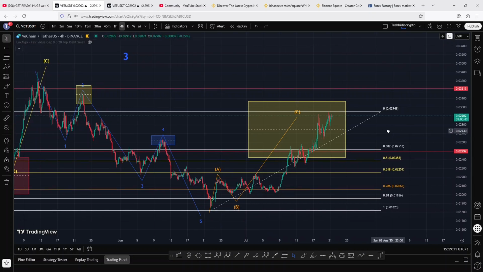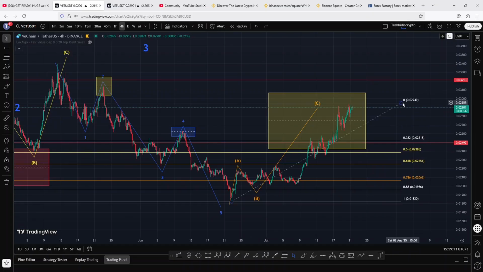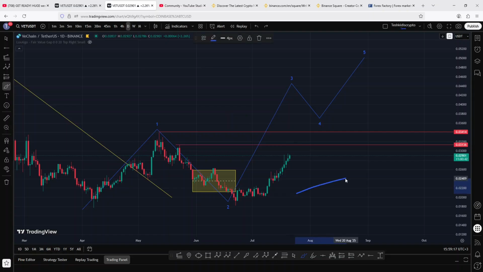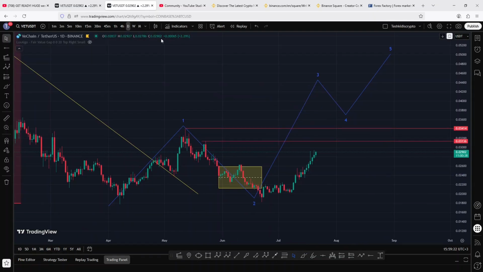So those are the two possible scenarios that we can expect on the short term, and that is my analysis on the Vechain chart. And let us be patient and see how that plays out, and I will ensure you stay up to date.